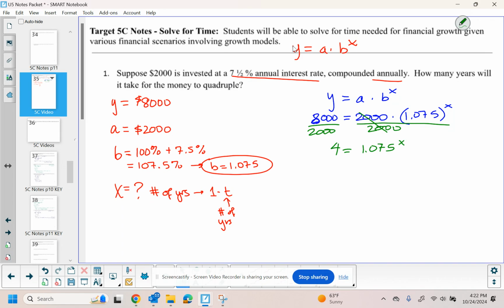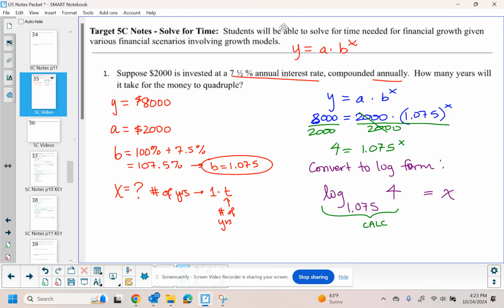4 equals 1.075 to the x. And here's where some people will want to take some sort of root, but since I don't know what x is, I cannot do that. So here's where I am going to convert to log form. So my base is 1.075. So log base 1.075. And I know that the base and the exponent are going to be separated from each other. 1.075 to the x is 4. All right. So then this is what I will put into my calculator because x is alone.